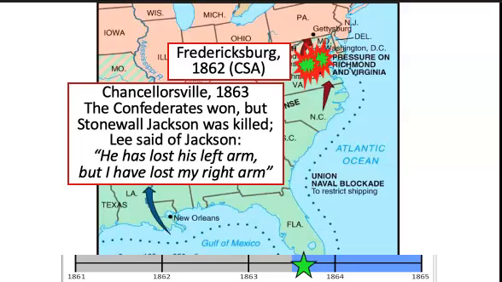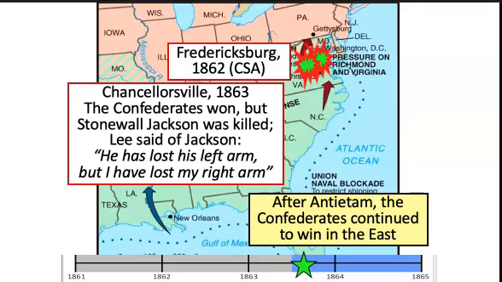Lee says he has lost his left arm, but I have lost my right arm. Your right-hand man is the person that you rely on. And so when Lee loses Jackson, who's actually shot accidentally by his own troops, has to have his left arm amputated, but he dies later from wounds and from an infection, which was very common at that time, Lee loses one of his best men.